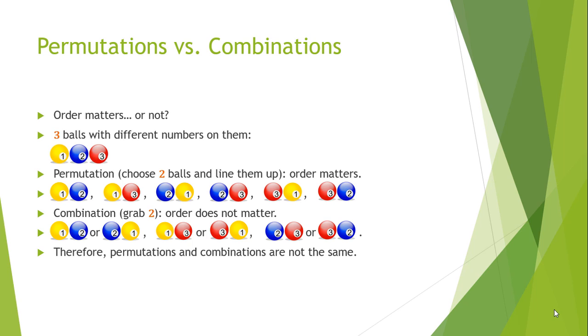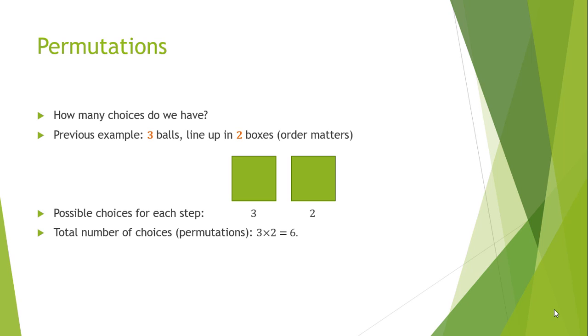Now, let's talk about combinations. Combinations means we will grab two balls from the three, and in this case, order does not matter. So if we grab 1, 2 or 2, 1, they're considered the same. So this is one possible outcome of combination. Similarly, we'll have 1, 3 or 3, 1, and we will have 2, 3 or 3, 2. So in this case, we will have 3 possible combinations. So as we can see here, permutations and combinations are not the same.